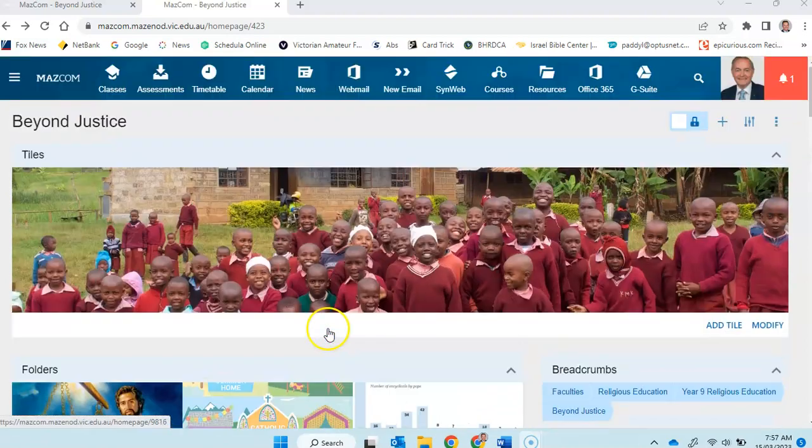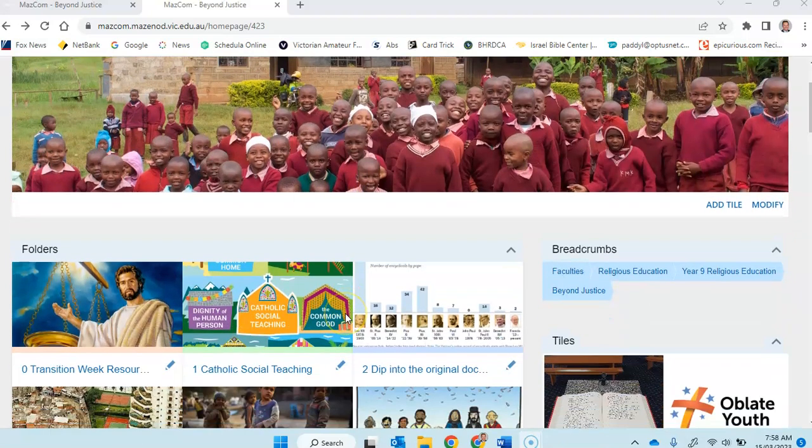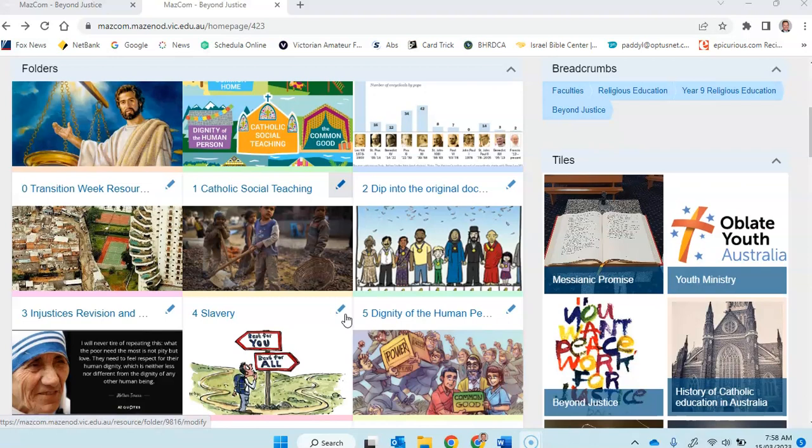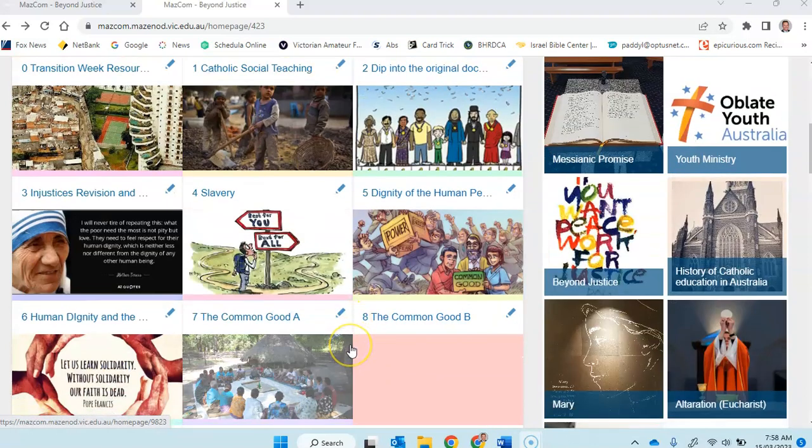Hello, Year 9. I'm away at a funeral this morning. Unfortunately, funerals seem to be happening around me in the past couple of weeks. This is the third one I've been to in the last 2 weeks. So let's see where we're up to and what we're going to be doing this morning.